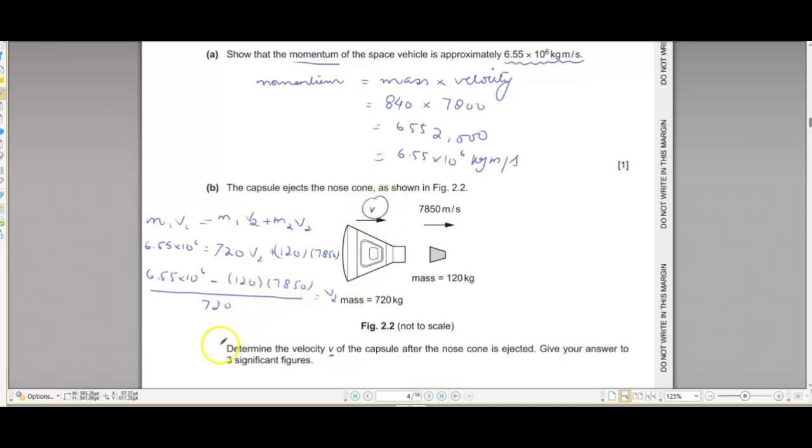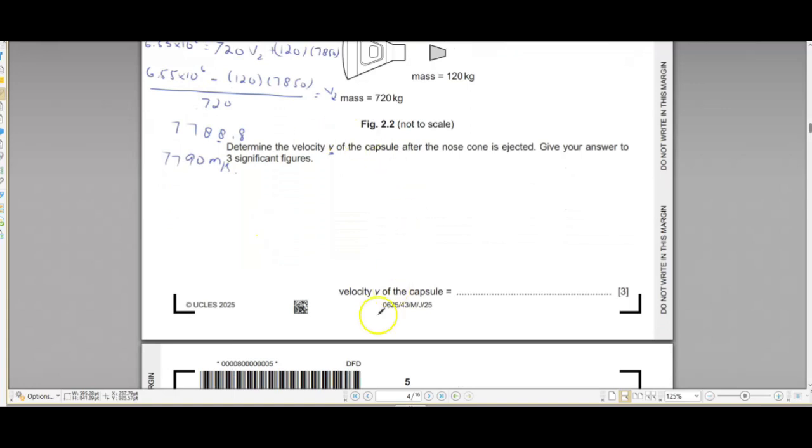So after we are done with all the calculations, we get the velocity to be, and we've been told that we need 3 significant figures. So this is 8, so this is going to get increased by 1, and this is going to get 0. So this is our velocity. Let's write it in the answer place. Okay, so that is how we determine the velocity v of the capsule after the cone is ejected. I hope you understood that.